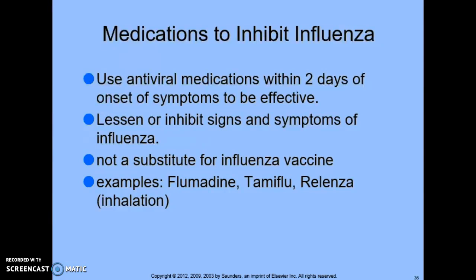Let's talk about medications to inhibit influenza. Use antiviral medications within 2 days of onset of symptoms to be effective. So if a patient comes in and the onset of their flu symptoms were 4 days ago, then the antiviral medication is not going to be effective for them. These medications lessen or inhibit signs and symptoms of influenza, but they do not cure. It is not a substitute for the influenza vaccine, and some of the examples might be the Flumadine or the Tamiflu.